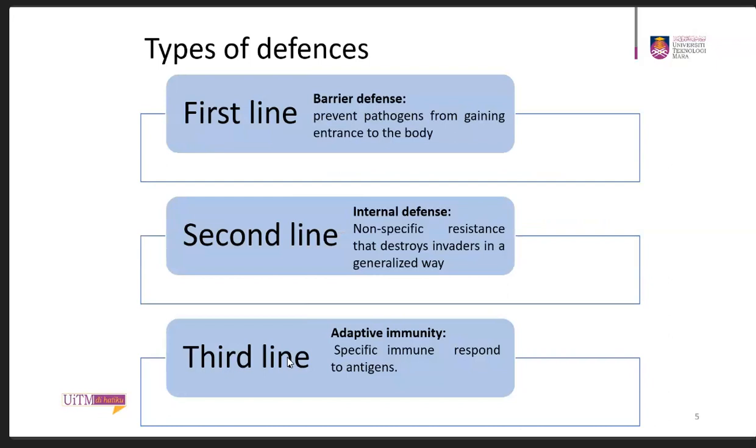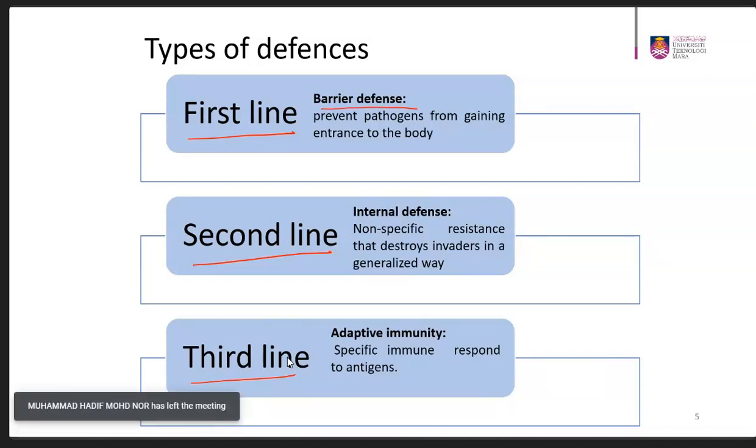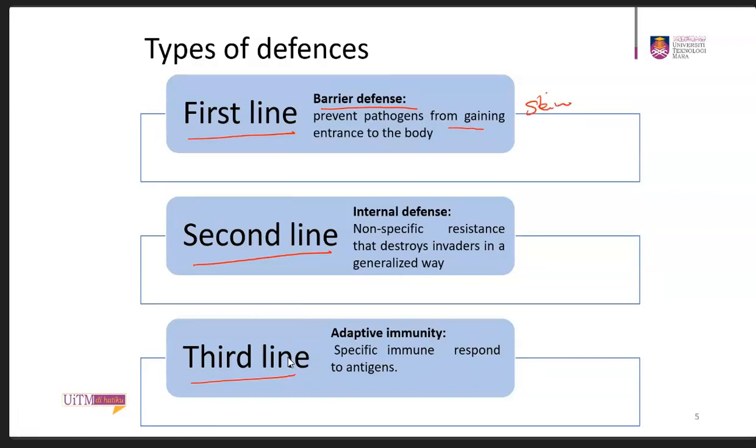Okay, so types of defense, you have the first line defense, second line defense, and also the third line defense. So the first line defense is the barrier defense. Barrier defense prevents pathogens from gaining entrance to the body, such as the presence of your skin. Okay, skin, the sweat that the skin produces also functions as the first line defense.